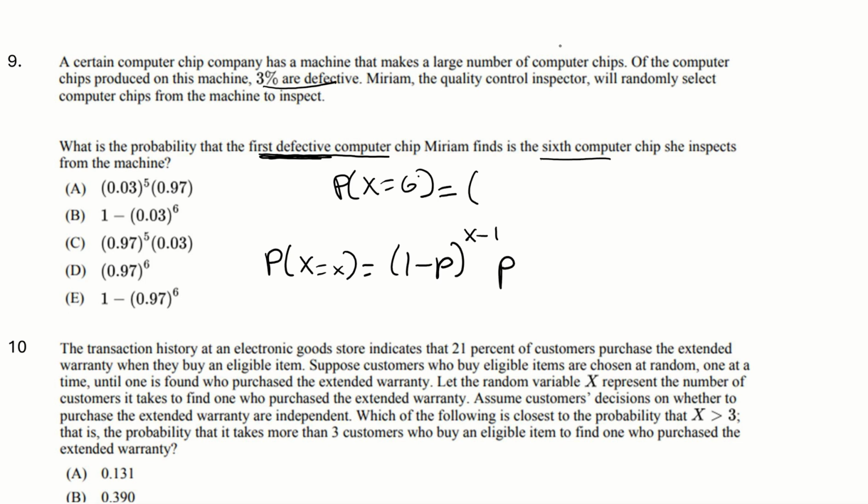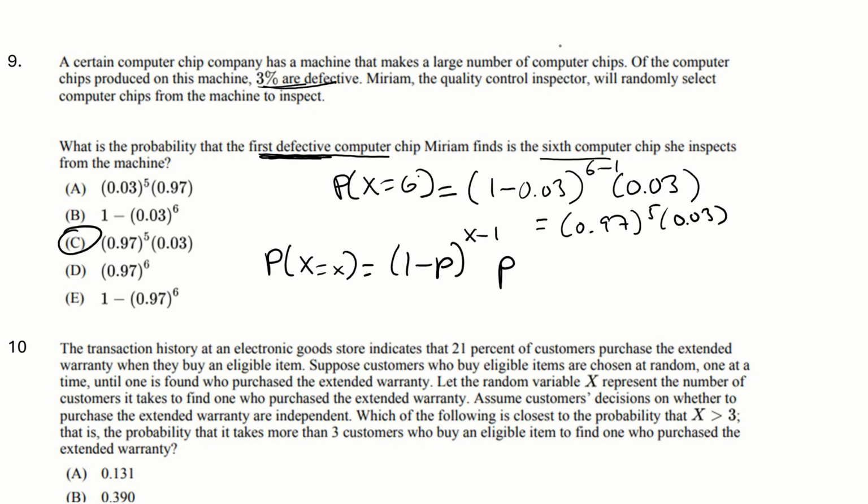So let's just apply that formula. Now 0.03 are defective. So defective in this case is success. Okay, so 1 minus 0.03 to the 6 minus 1 power times 0.03. All right, and that's it. You just have to be able to apply the formula. So in this case, you got 0.97 raised to the 5th power times 0.03. So the answer is C.